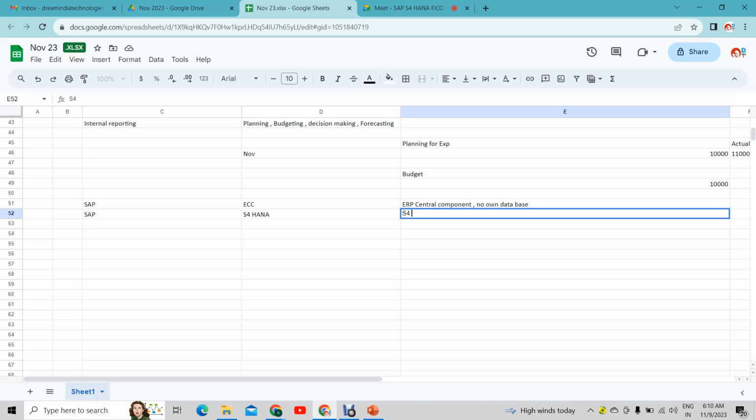ECC is like the old version, R/3, and HANA is like the fourth generation, the latest version. In ECC, if you want to refresh any queries or get any data, we will not get it in real time. We need to do some roll and load, and only then will it impact the books of accounts. In HANA it is real time; we can refresh the queries and get the data in real time.